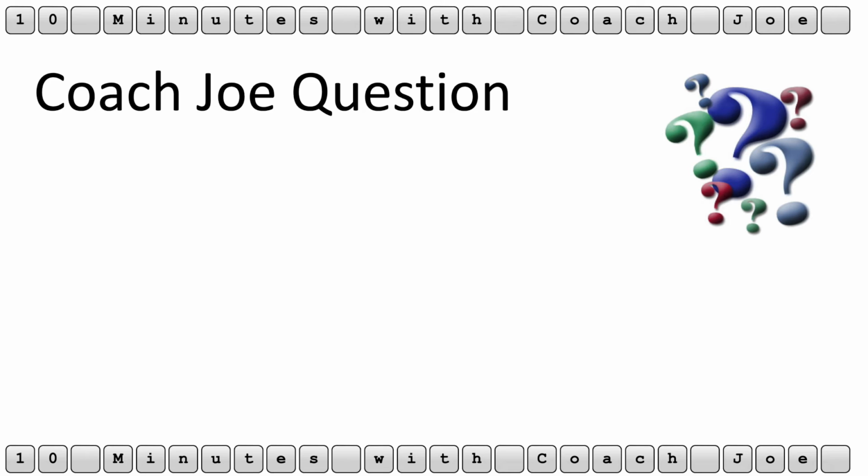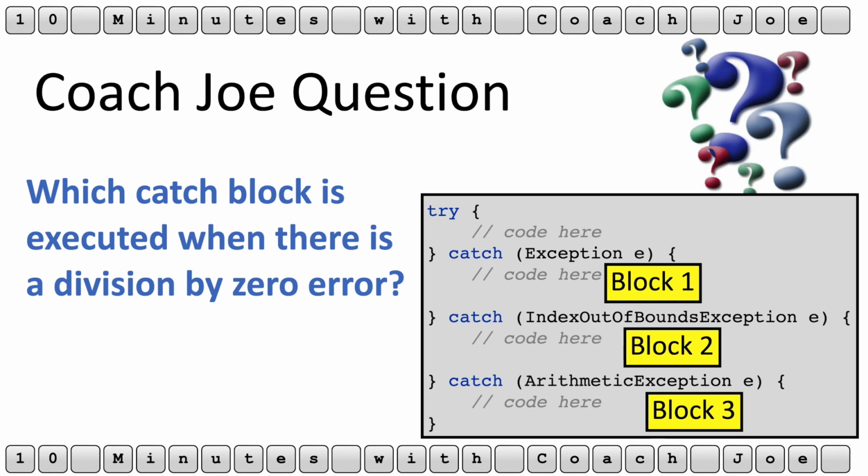Time for a Coach Joe challenge question. Which catch block is executed when there is a division by 0 exception error? Block 1, block 2, or block 3?